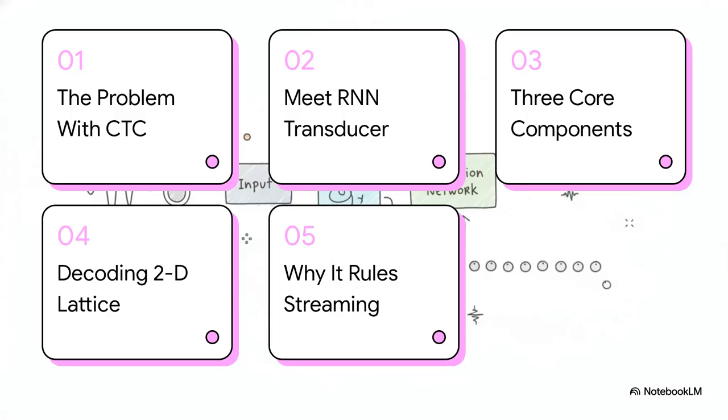Okay, let's dive right into this. Here is our syllabus for today's study session. First, the problem with the older CTC model. Second, meeting the RNN transducer. Third, its 3 core components. Fourth, decoding the 2D lattice. And finally, why it rules streaming.